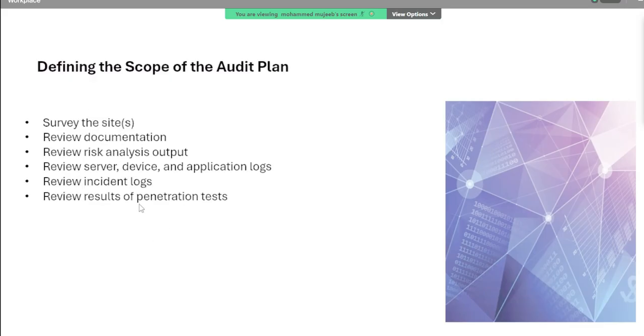Okay, we covered this, and then define the scope of the audit, survey, review documentation, review risk analysis, review servers, devices, application logs, review incident logs, review results of penetration testing. That's also very important, that you have to provide all your pen test results as well. And sometimes audit teams do the pen test too. They hire third party pen testers to do the pen testing to see if your systems are secure enough.